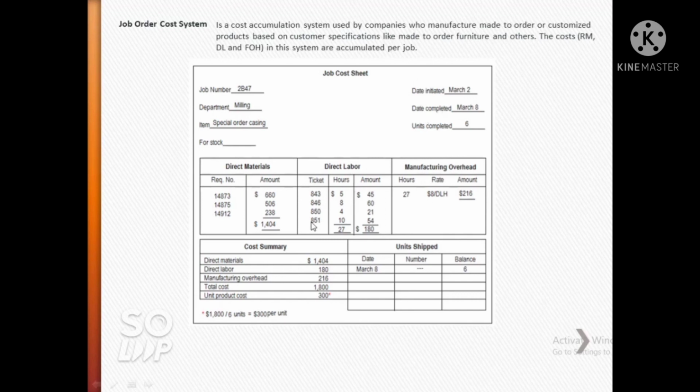So for example, if the good still needs further processing from other departments, the other departments will also prepare a job cost sheet for job number 2B47. And if it is 100% complete already, all the job cost sheets by the different departments will be summarized to get the total cost of job 2B47.